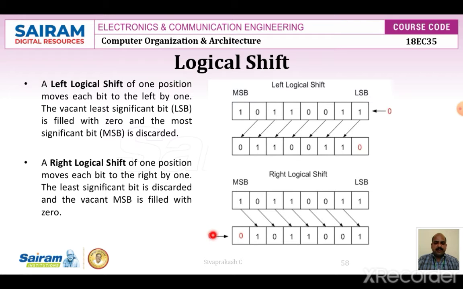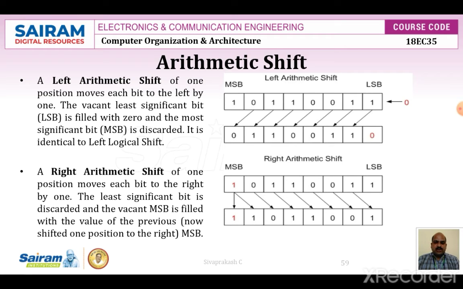The input 0 is placed in the MSB position, and the bits are shifted towards the LSB, and finally the LSB bit is discarded. This is called the right logical shift. So these are the two types of shift operation in the logical shift: left logical shift and right logical shift. Coming to the arithmetic shift.